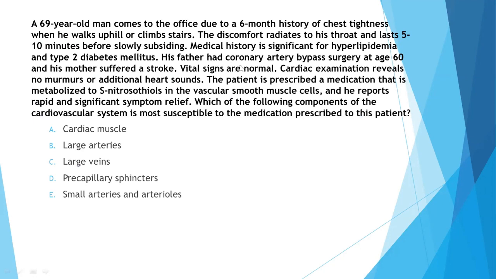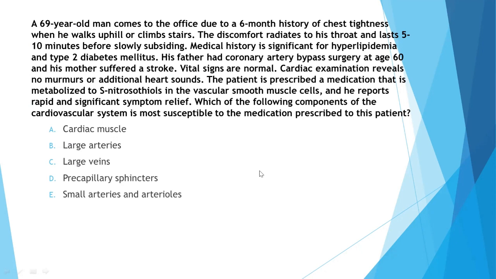His father had coronary artery bypass surgery at age 60 and his mother suffered a stroke. Vital signs are normal. Cardiac examination reveals no murmurs or additional heart sounds. The patient is prescribed a medication that is metabolized to nitrosothiols in the vascular smooth muscle cells, and he reports rapid and significant symptom relief. Which of the following components of the cardiovascular system is most susceptible to the medication prescribed to this patient? Cardiac muscle, large arteries, large veins, or precapillary sphincters.